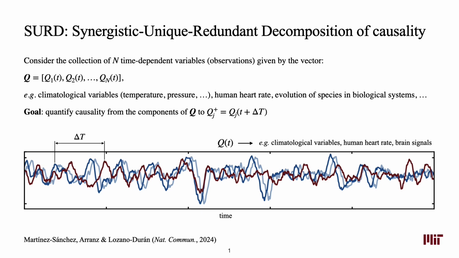This means we are looking at how changes in our variables at one time instant lead to changes at another later time instant. For example, in the graph below, you see time series data for three variables over time. Using SURD, we can analyze this data to understand how source variables in blue influence the target variable in red over the interval delta t.